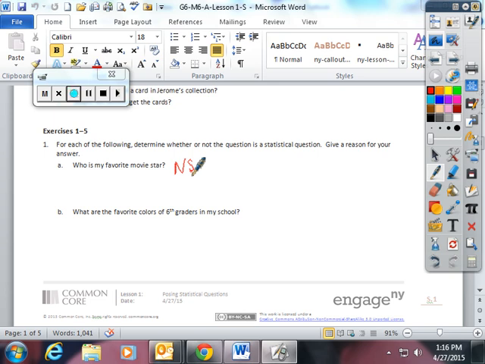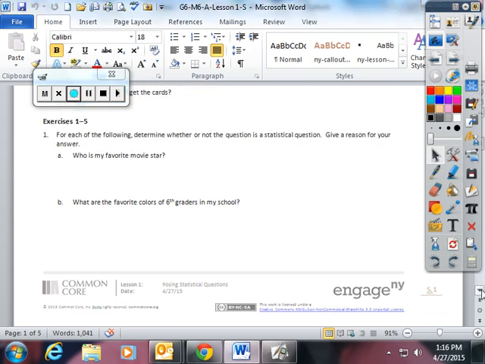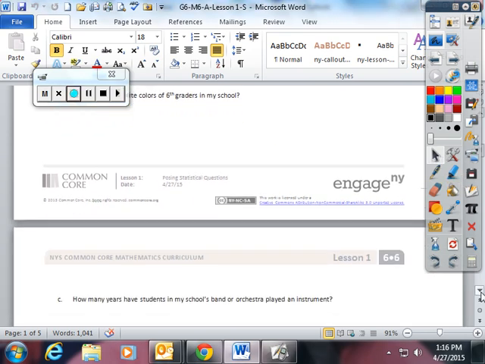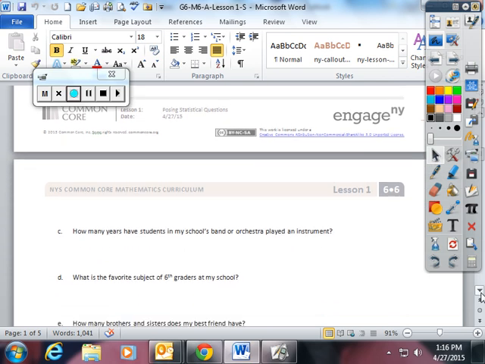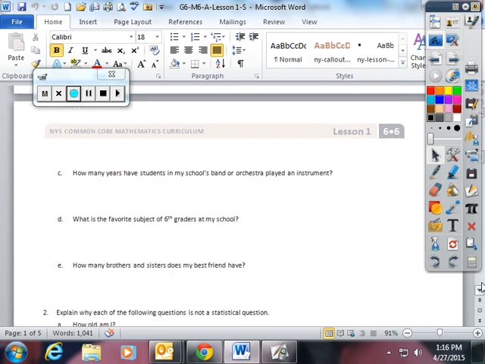What are the favorite colors of 6th graders in my school? This is statistical. We could make a graph of this question, okay? 6th graders are not all going to have the same favorite color, okay? So for the next couple, I'm going to pop in some questions for you to tell me if these are statistical or not, okay? And then I'll start up my video again.